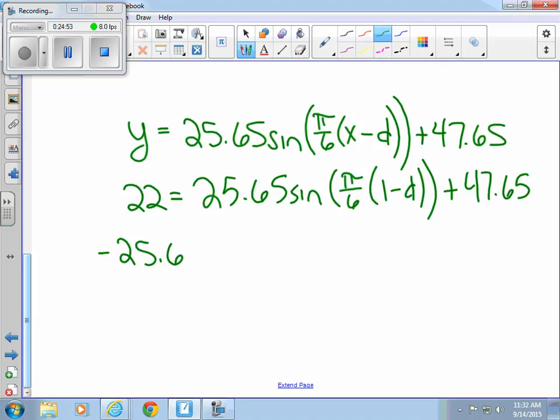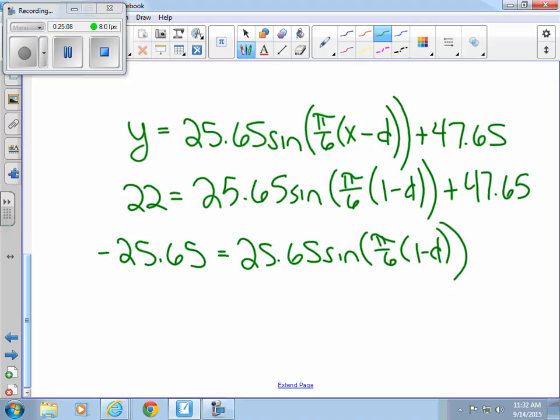0.65? Is that right? Okay. And then 25.65 sine of 5 pi over 6 x minus d. Divide out the 25.65. When does sine equal -1?